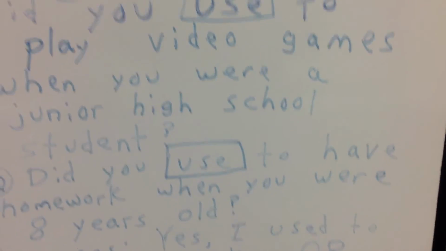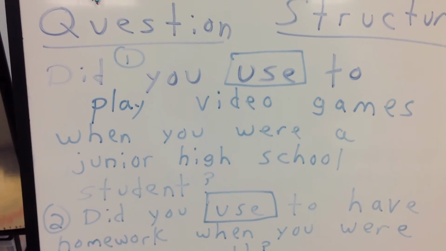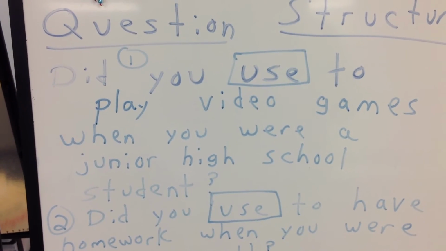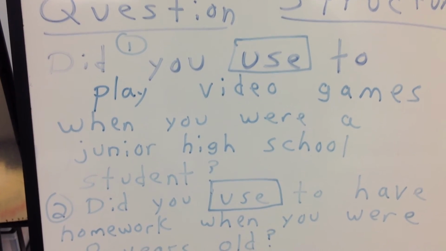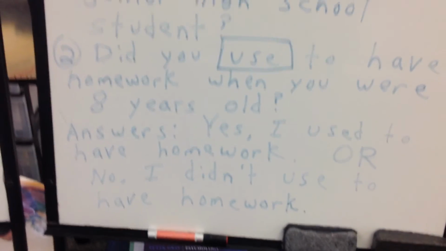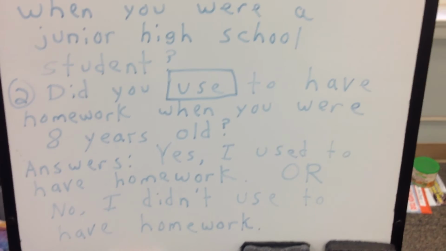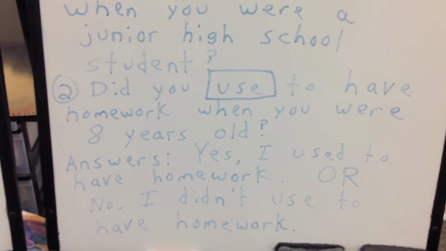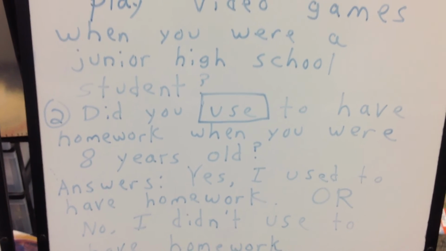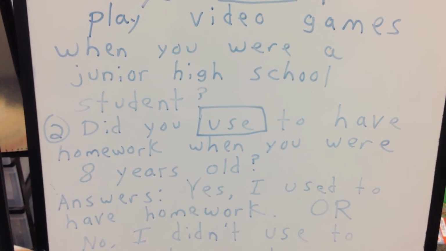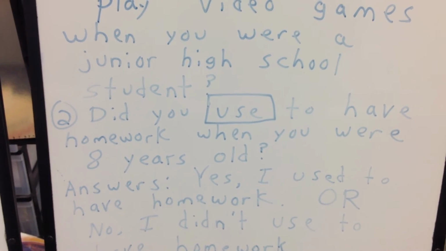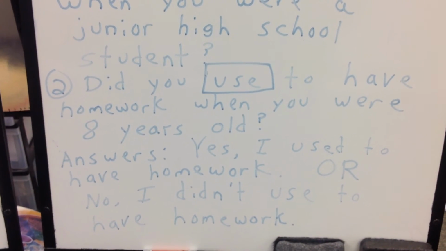Use. So to review, in the positive situation, you use used to with a D. In the negative situation or the question structure, there's no D. So let's give the examples of the answers. Did you use to have homework when you were 8 years old? You could have two answers. Yes, I used to have homework. Again, used with the D for the positive situation, and then the base verb is have. The object is homework. Or the negative situation.